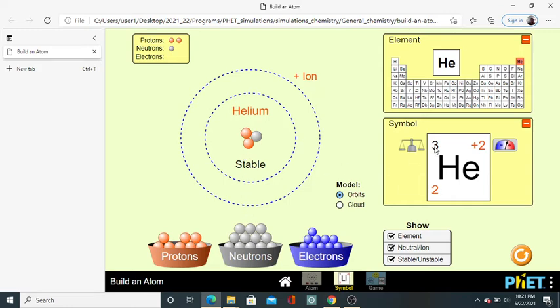Notice the number 3 increased here. This 3 came from the total number of protons plus the number of neutrons. I add one more neutron, becomes 4. The charge is now 2, positive charge of 2. It does not have any electrons.